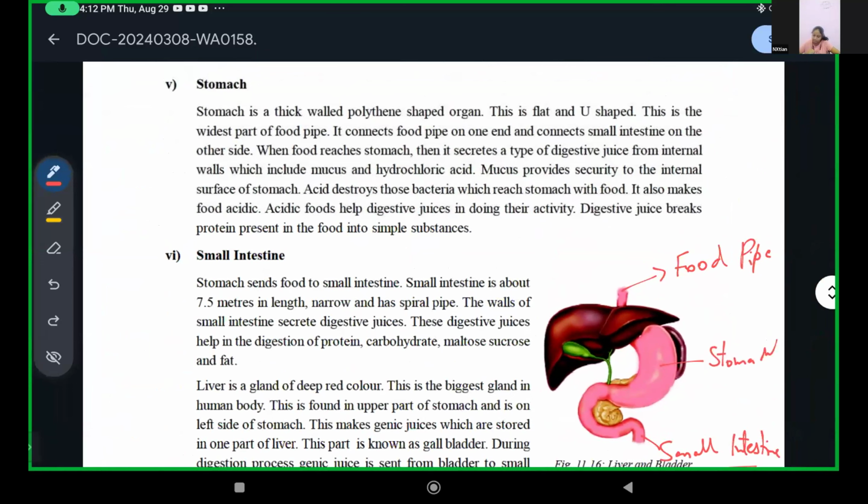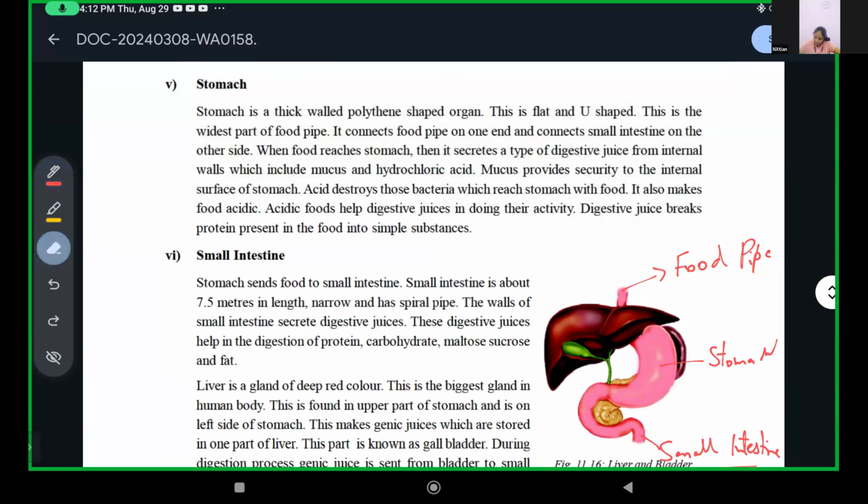When food reaches the stomach, it secretes a type of digestive juice from internal walls, which include mucus and hydrochloric acid. Mucus provides security to the internal surface of the stomach. Acid destroys those bacteria which reach the stomach with food. It also makes the food acidic. Acidic food helps digestive juices in doing their activity.